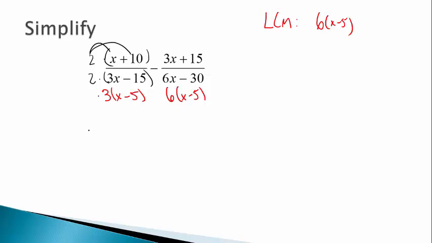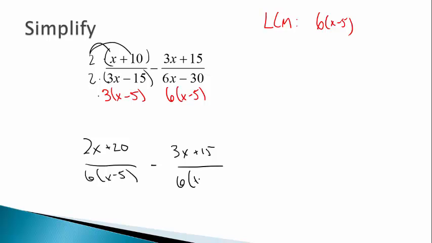So I'll distribute the 2 up top. I get 2x plus 20 over 6 times the quantity x minus 5, minus 3x plus 15 over the quantity 6 times parentheses x minus 5. Okay, now when I subtract, biggest thing I've got to worry about is distributing my negative sign. 2x minus 3x is negative x. 20 minus 15 is positive 5. Over 6, x minus 5.